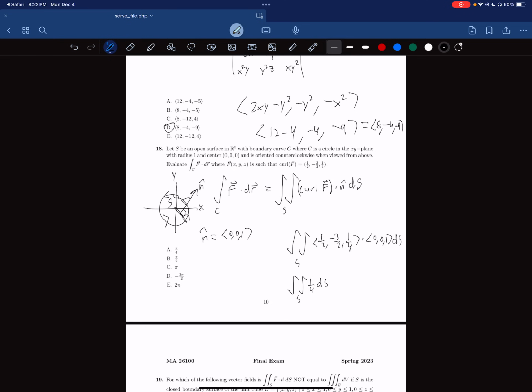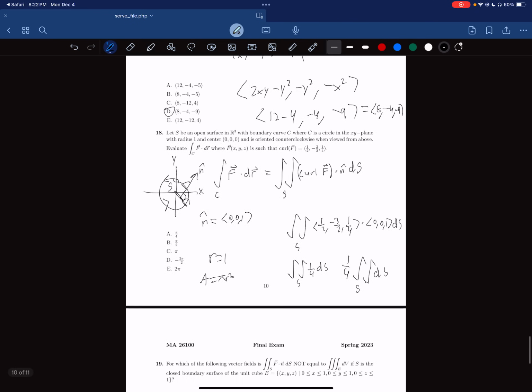And since we established the surface is really just that disk, we can find the surface area, or just the area of that disk, very easily, because its radius equals 1, therefore area equals pi r squared, and therefore the area is just pi. That makes it pretty easy. So we really just have 1/4 times the integral of dS, and the integral of dS is really just the surface area of our circle, which is pi. So really, this is just pi over 4.